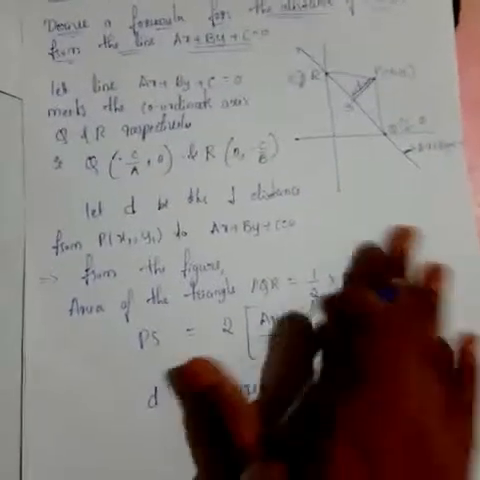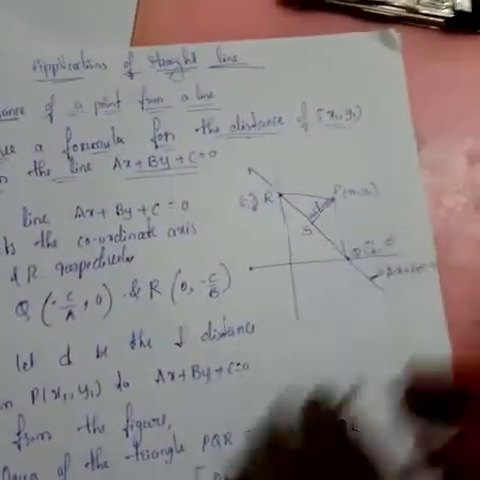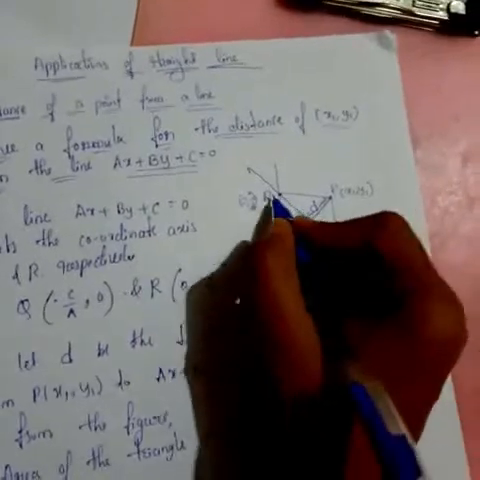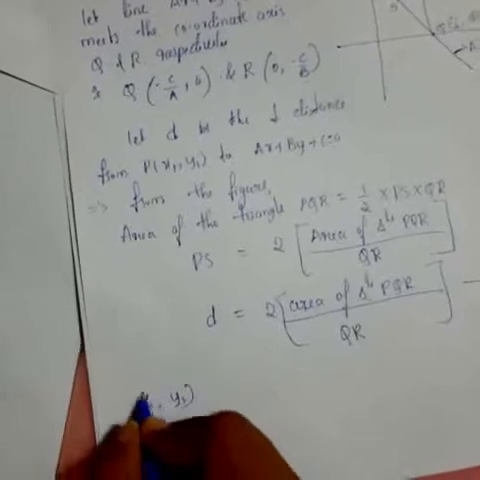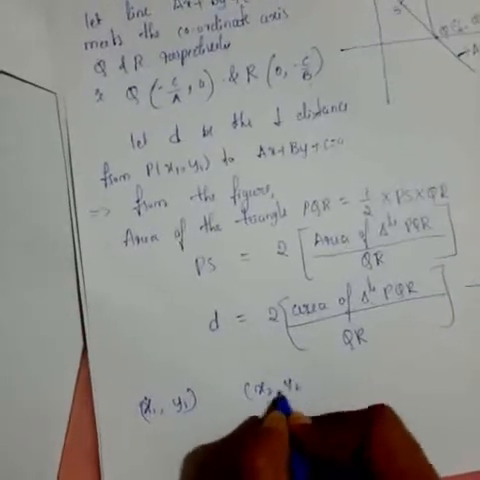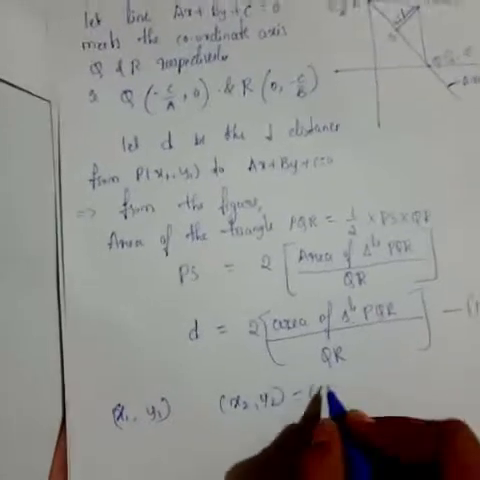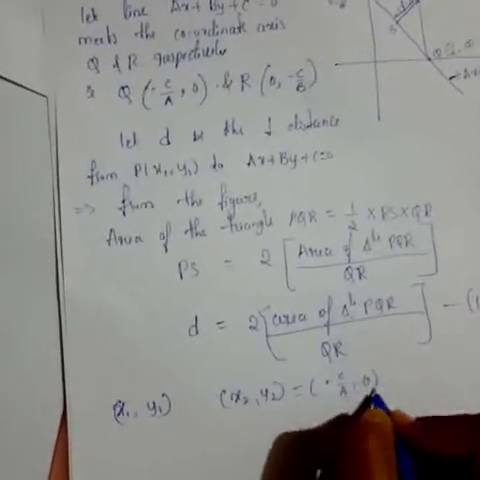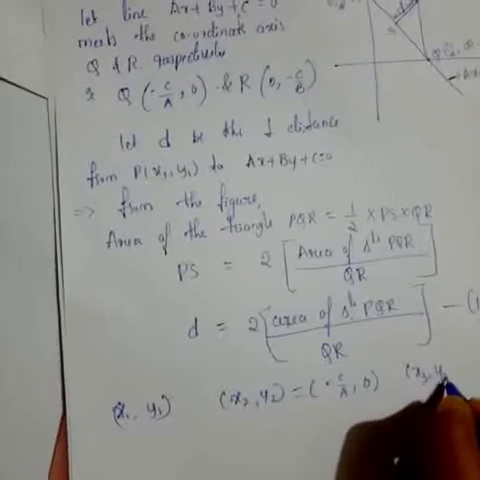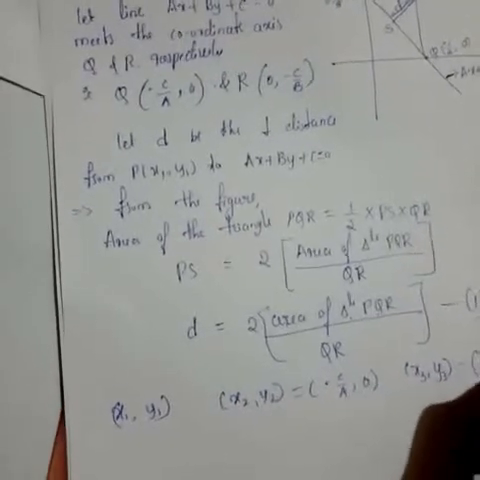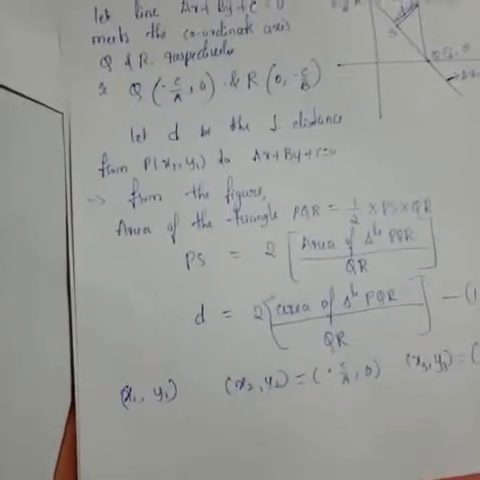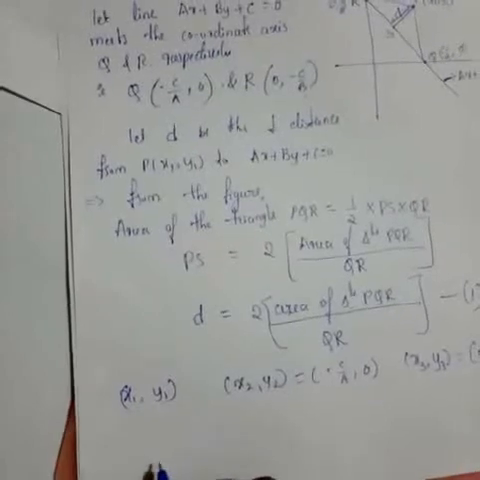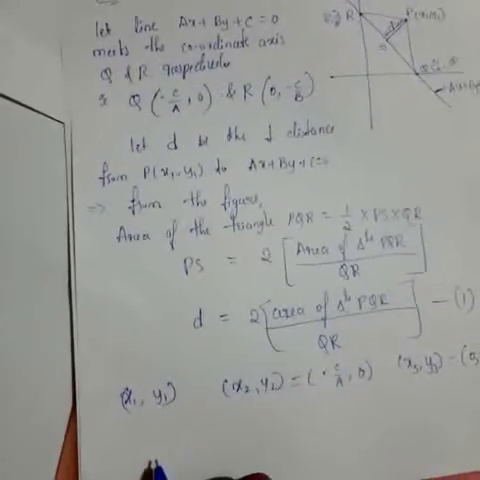That's why, first, see here, this is x1, y1, this is x2, y2, this is x3, y3. I will write here x1, y1 as one coordinate, x2, y2 is minus c by a, 0, and x3, y3 is 0, minus c by b.